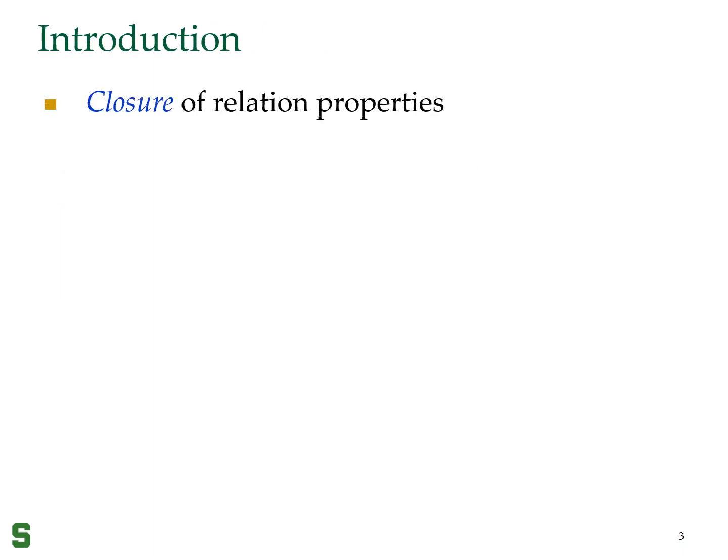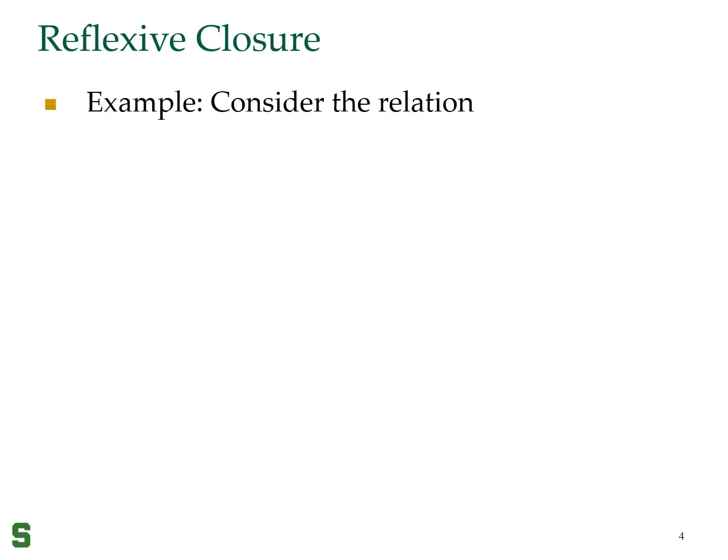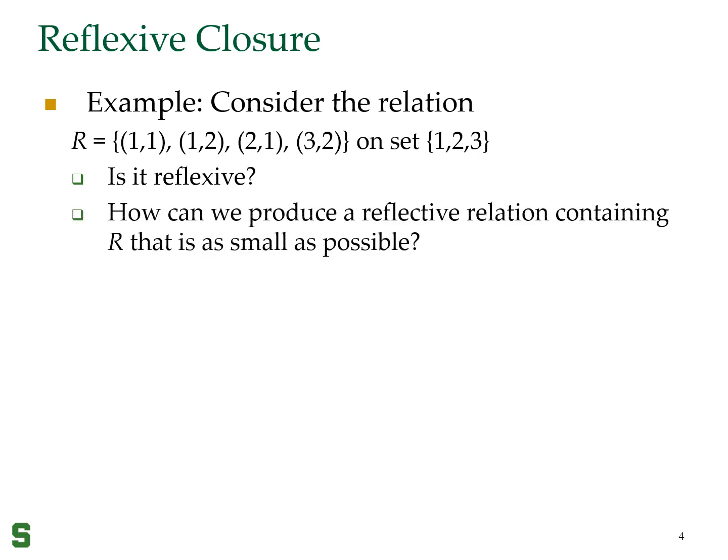Okay, so we want to look at closure of properties, which is: if the property is not true for my current set or my current relation, how could I minimally augment the relation, add to the relation, so that the property would hold? Now let's consider this relation. Suppose we want to make it reflexive because it isn't. So what is the smallest addition I can make to this relation so that it will be reflexive? Clearly, it's going to be adding the pairs (2,2) and (3,3).